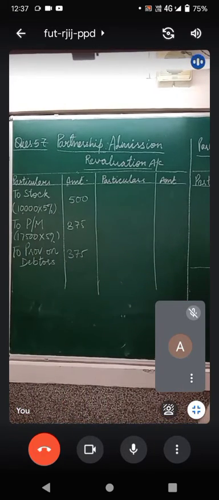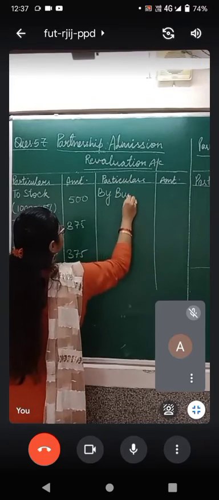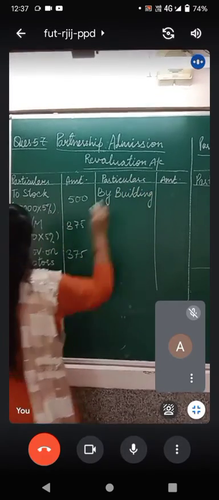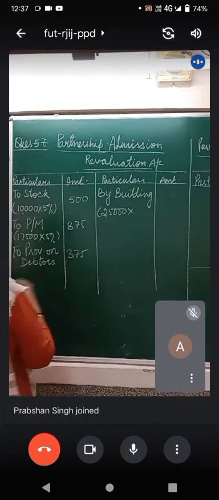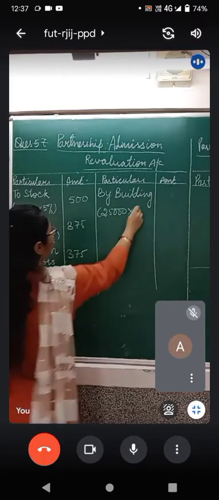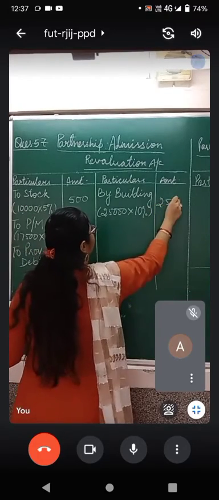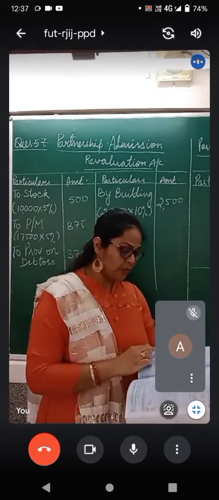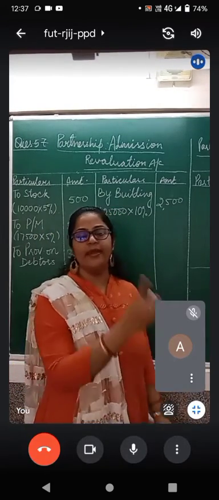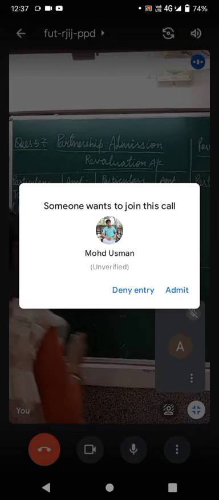And one more adjustment says building is to be appreciated by 10%. Now since building, the asset, is to be appreciated, how much is the amount of building? 25,000. And the percentage by which it is to be appreciated is 10%. So 25,000 into 10% will be 2500. This all was done before the admission of new partner. So we will find out the profit or loss on revaluation and give it to old partners in old ratio.